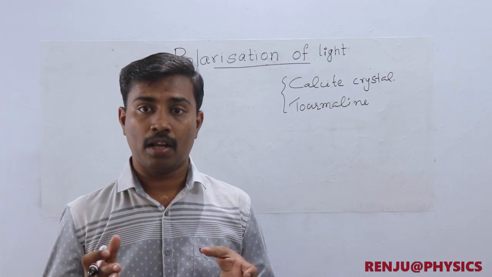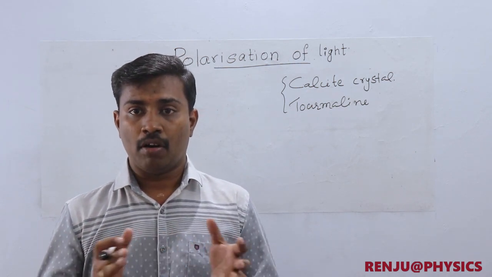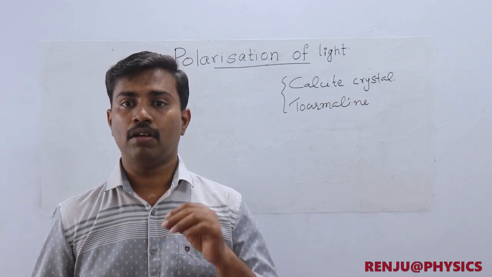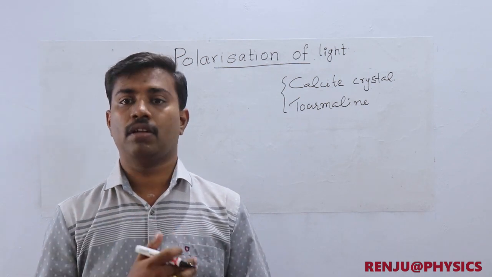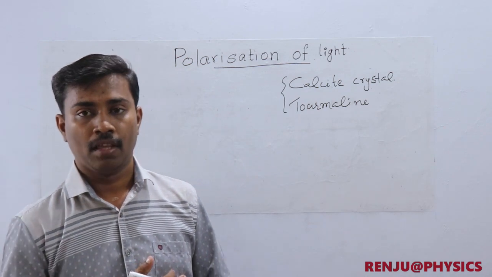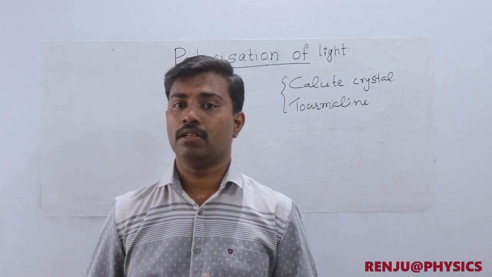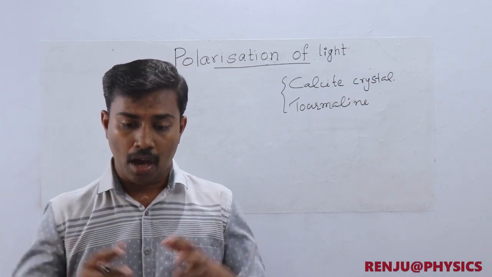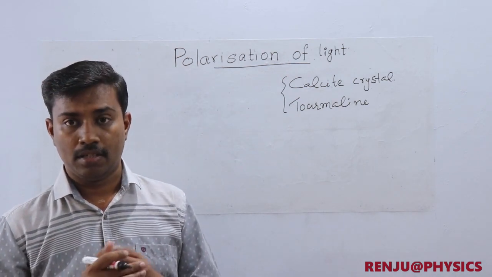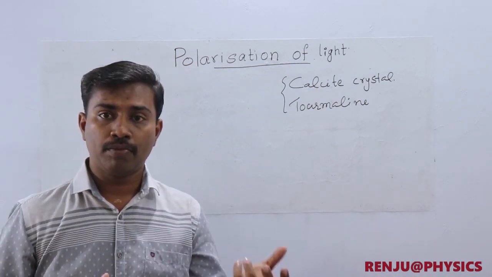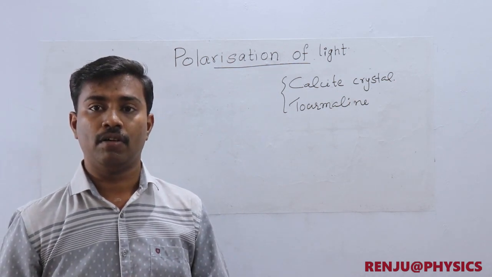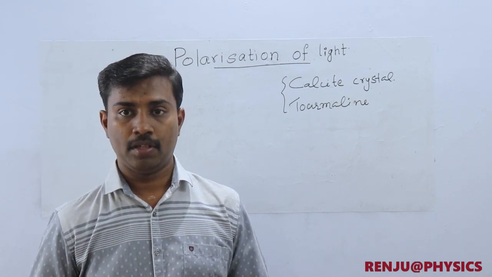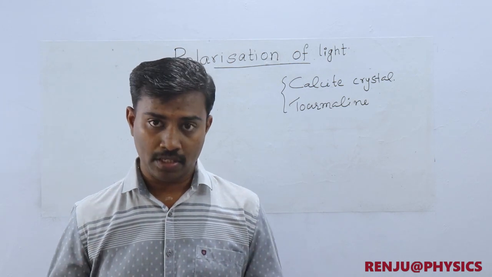So we know that unpolarized light consists of vibrations in all directions. When it is passed through a certain crystal like calcite or tourmaline, along the crystallographic axis of the crystal, the vibration parallel to the crystallographic axis is passed through it. All other vibrations will be absorbed by the crystal. So the light coming out from the tourmaline or calcite crystal consists of only one vibration. This phenomenon is called polarization of light.